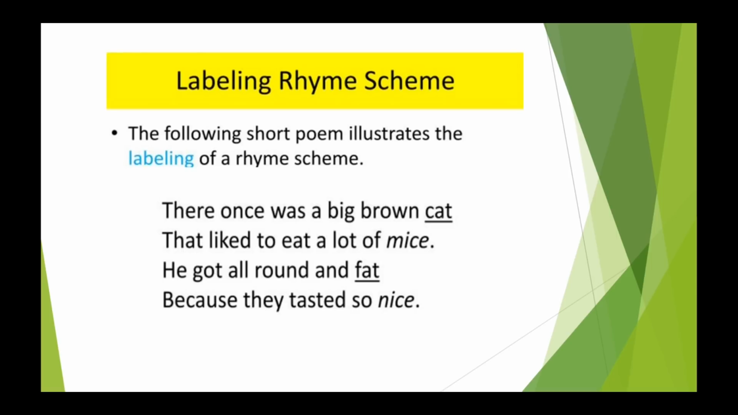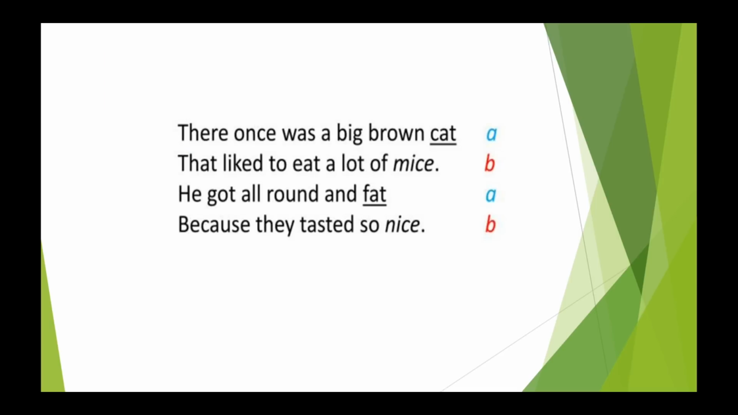The second rhyme sound comes at the end of the second line, mice. As the second rhyme sound, it is called B. So are any other following lines that rhyme with it, such as nice in line 4. So let's see what the rhyme scheme of this poem is. A, B, A, B. So the rhyme scheme will be A, B, A, B. Let's find out in the next poem.